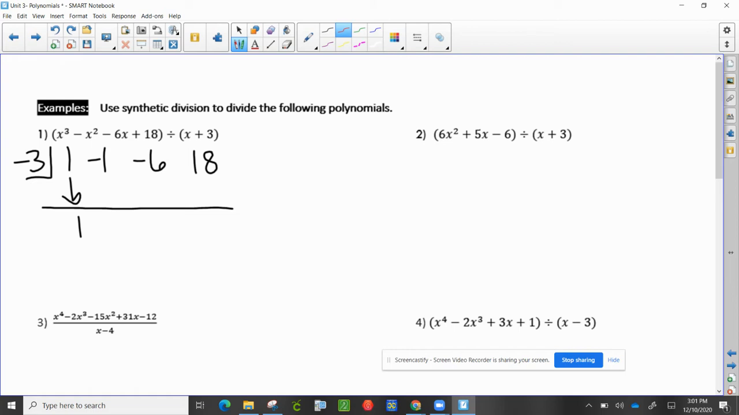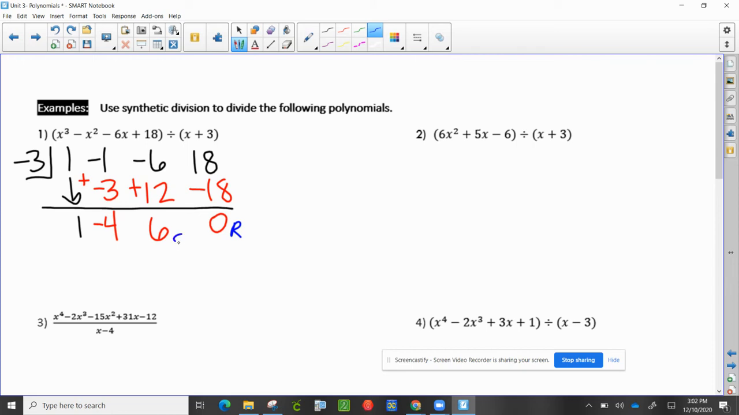So -3 times 1 is -3. And then we add these going down. So -1 plus -3, -4. Then I keep going. -3 times -4 is +12. If I add those down, okay, we're going to get +6. One more time, -3 times 6 is -18. If I add that to 18, I get 0. So what this tells me is we have no remainder, divided evenly.